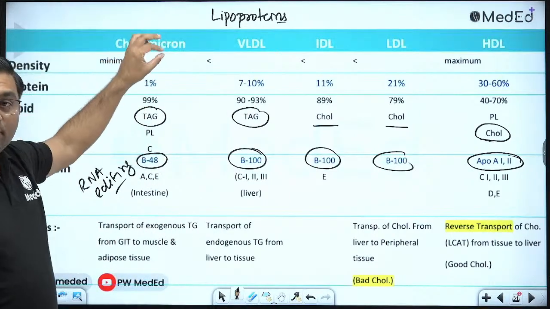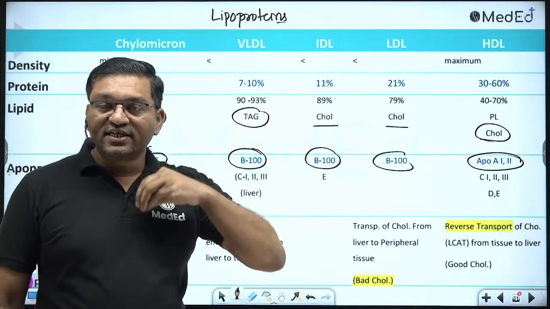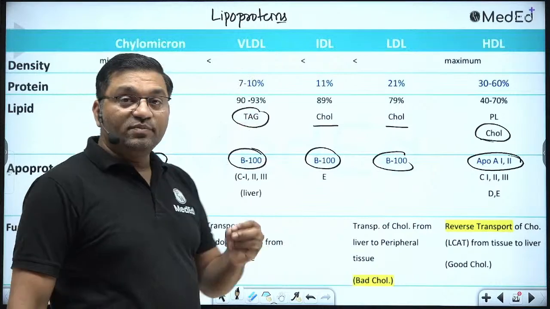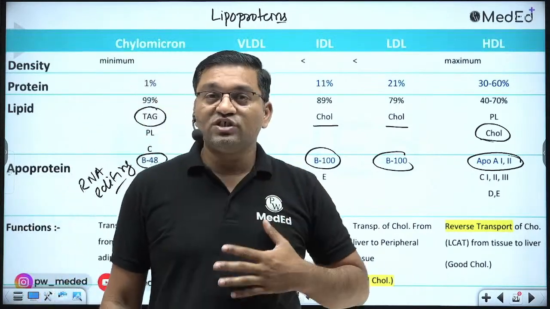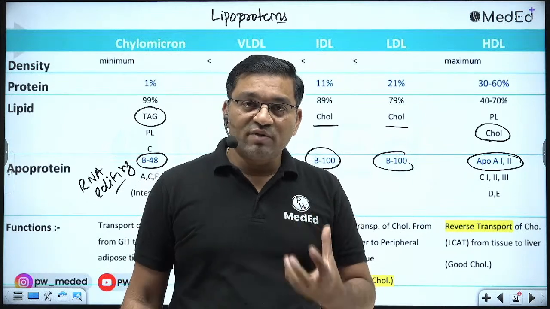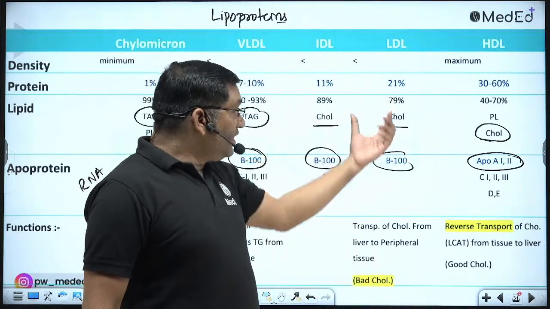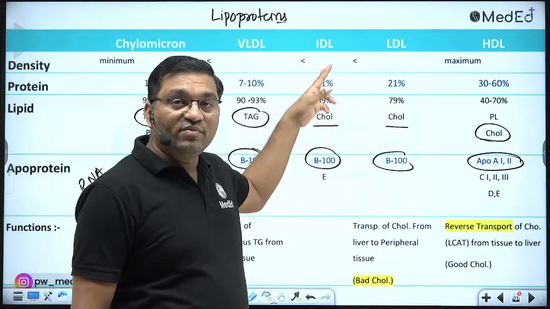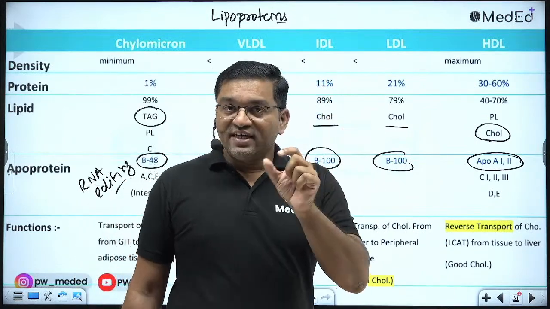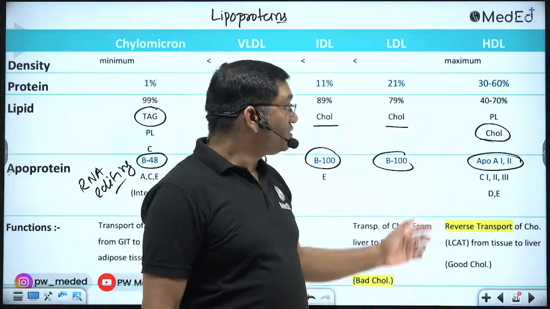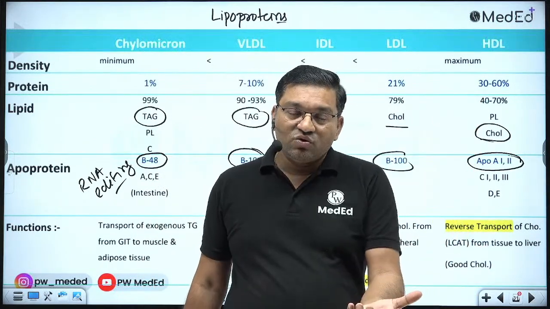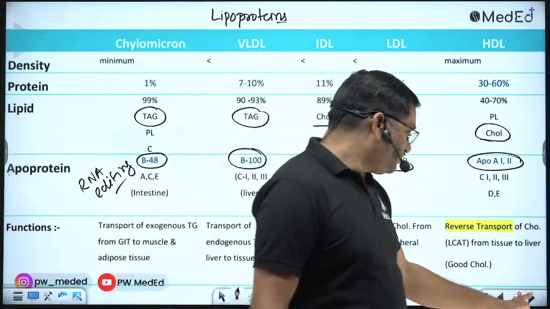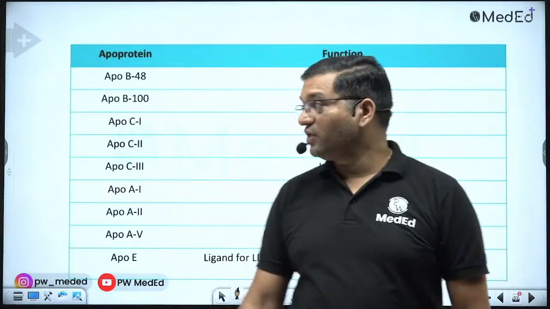Chylomicron is important for carrying the dietary triacylglycerol, what we eat, the exogenous triacylglycerol. VLDL is important for carrying the endogenous TG, which is produced in the liver. IDL is intermediate between VLDL and LDL synthesis, also known as remnant VLDL. LDL is important for carrying the cholesterol from the liver to the peripheral tissues, while HDL is important for carrying the cholesterol from peripheral tissue to the liver. So it is important in the reverse transport of cholesterol, also known as good cholesterol.